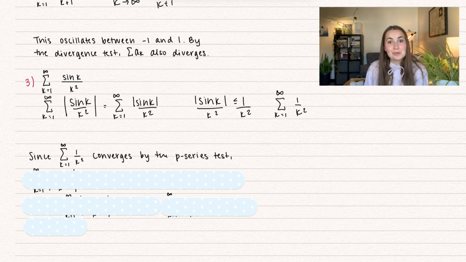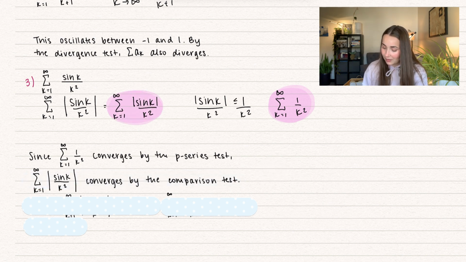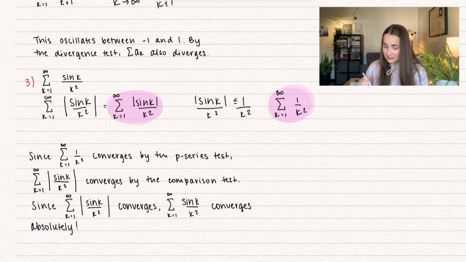Then you can use the comparison test, right? This is bigger than this; we have it bounded above like that. If this one converges, that forces our smaller one to also converge. So by the comparison test, that one is also going to converge. Since our absolute value converges, that tells us that our original series is going to converge absolutely.